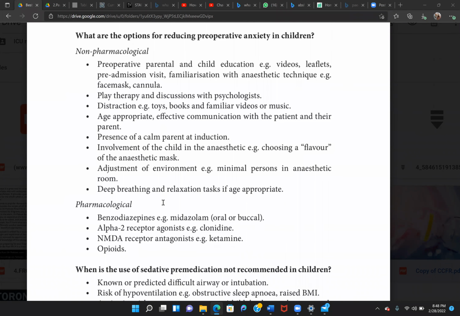Okay. So anxiolysis at the preoperative time is the key to avoid emergence delirium.